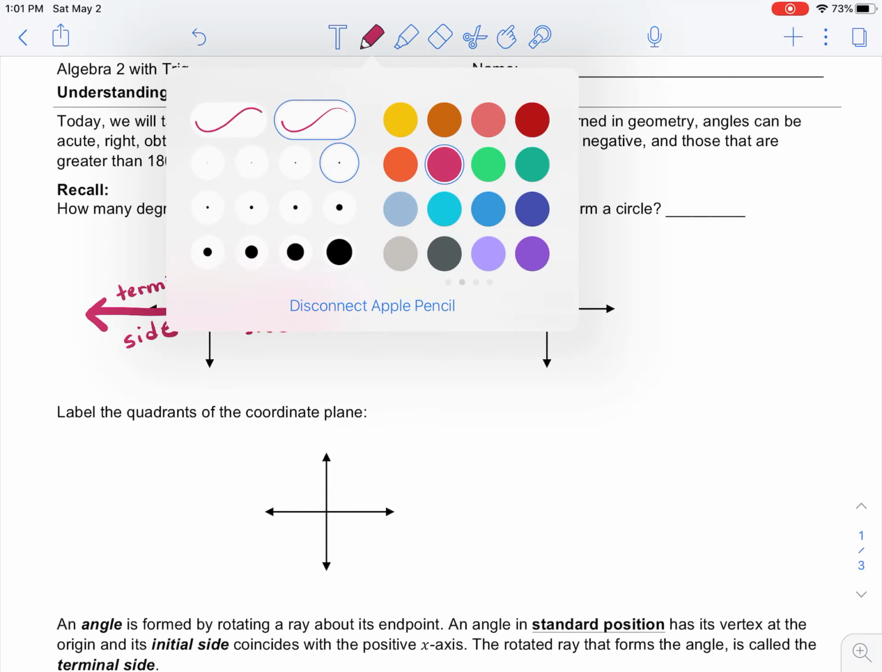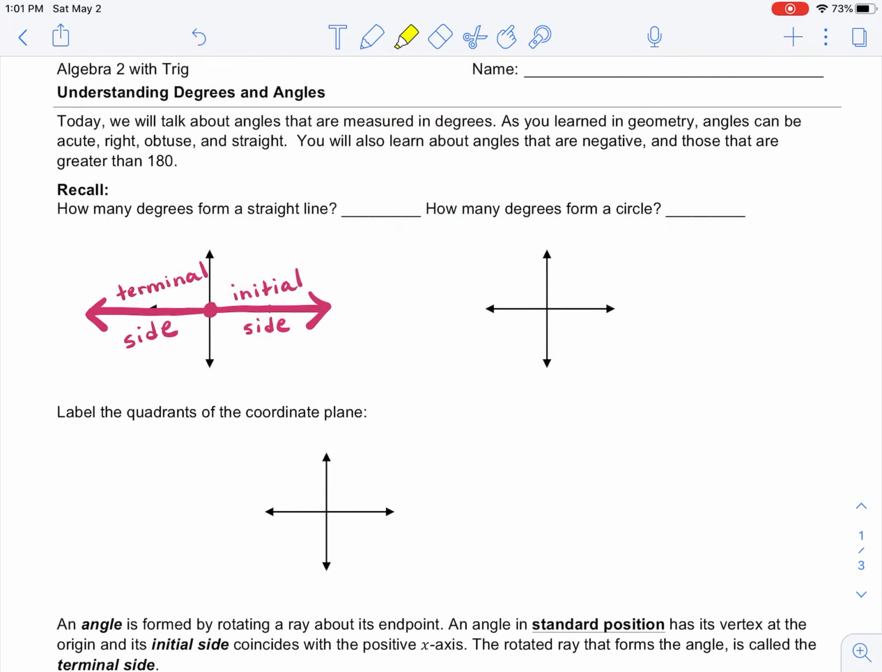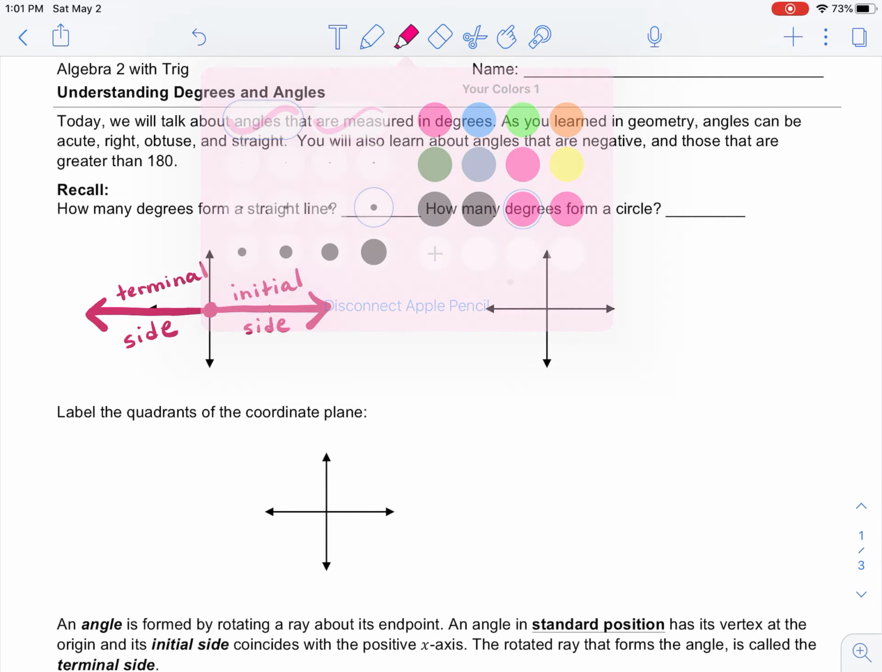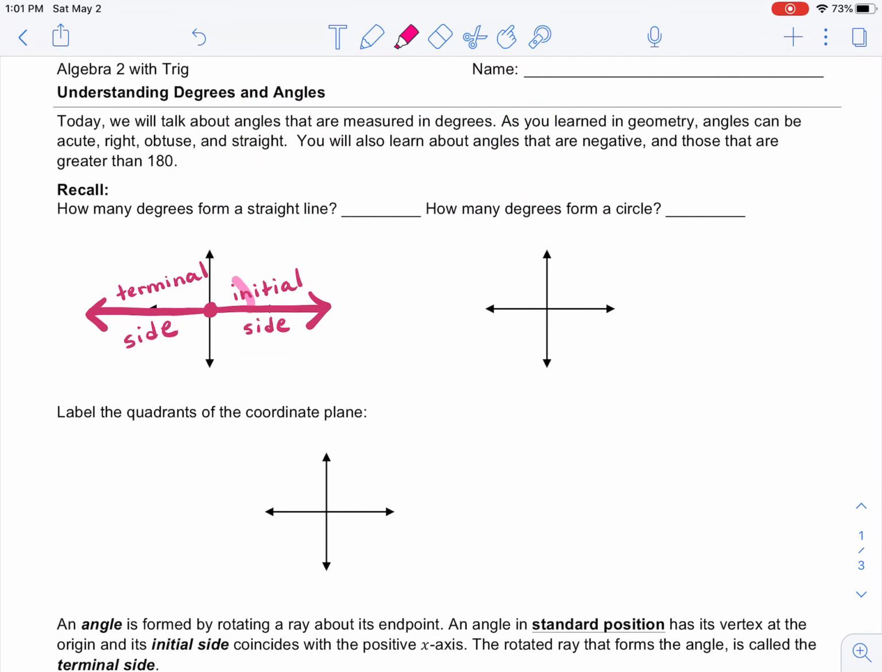So we just made an angle. When we draw a straight line, it's really a form of an angle. And we start on the positive x-axis and we measure counterclockwise. And so this is a 180 degree angle. So one thing that you might recall from geometry is that the measure of a straight line is 180 degrees.